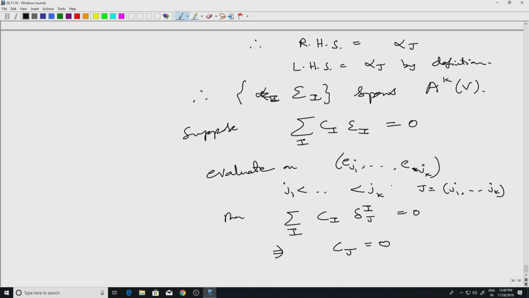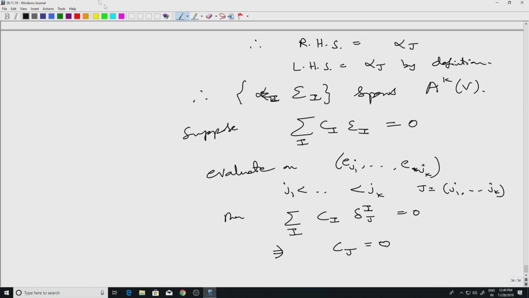So in other words, for any multi-index with j1 less than jk, I get the corresponding coefficient to be 0. So therefore all these C_I's are all 0. And we have proved that they are linearly independent. Right.